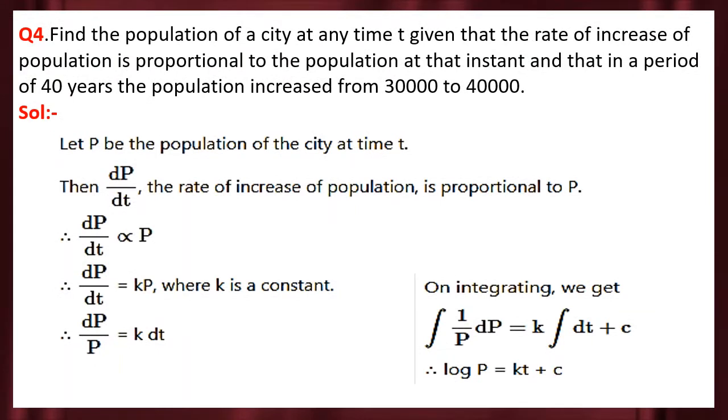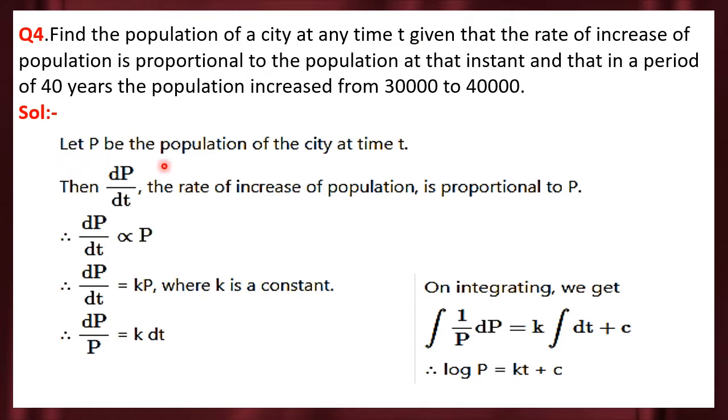Question number 4. Find the population of a city at any time t, given that the rate of increase of population is proportional to the population at that instant, and that in a period of 40 years the population increased from 30,000 to 40,000. It is not given for a particular time t. It is given for any time t. So we need to get an equation for finding population p in terms of t.